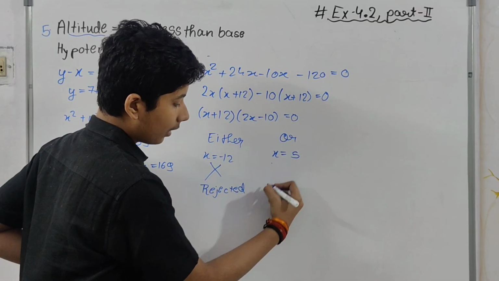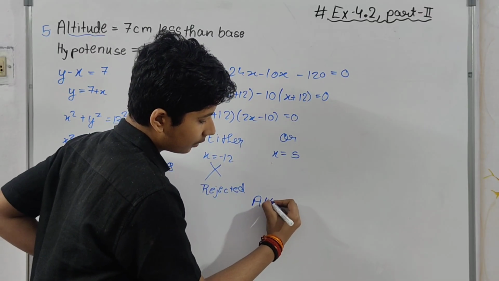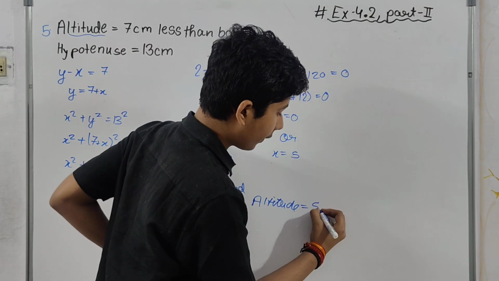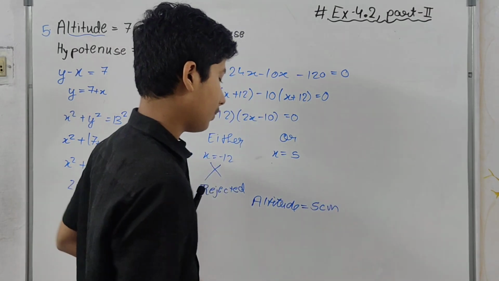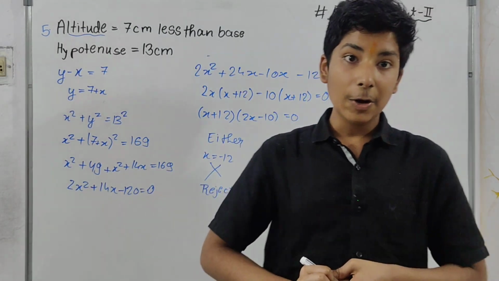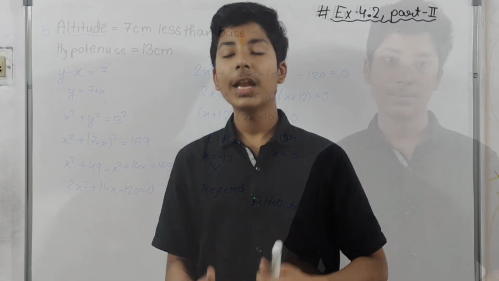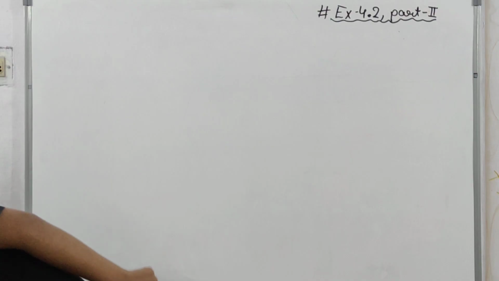So the altitude equals 5 centimeter. I hope this is clear. And now we will come to the last question of this exercise. Now coming to our next question. Let me take out the book.